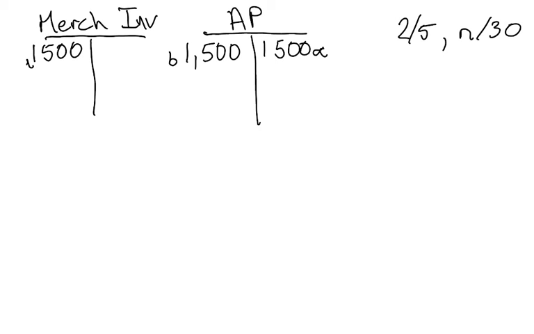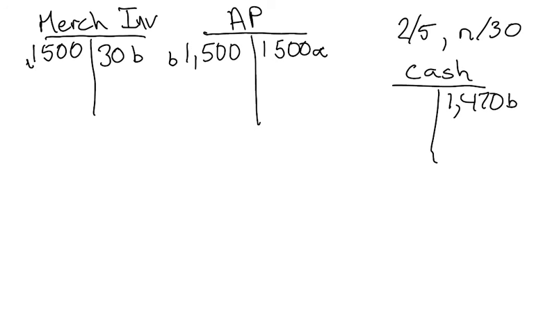Because we put that discount immediately in, it's 2% of $1,500, which is $30. So I'm going to put the $30 here. And then we need to also credit cash for the remainder, which is $1,470. That's the amount they paid. So let's go to the next one.